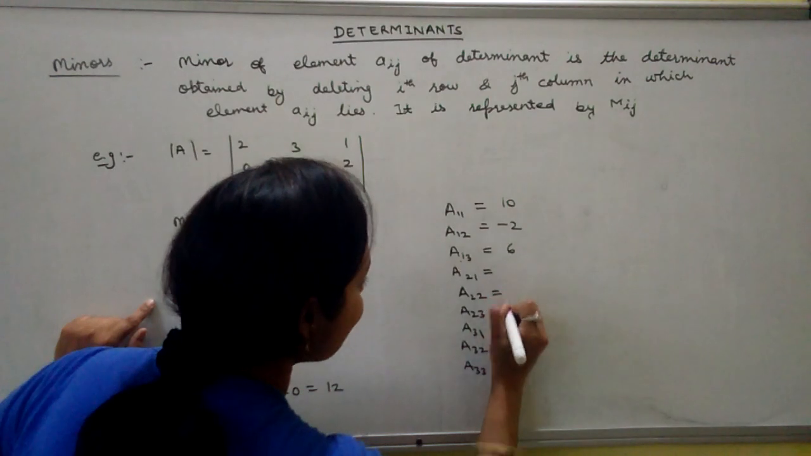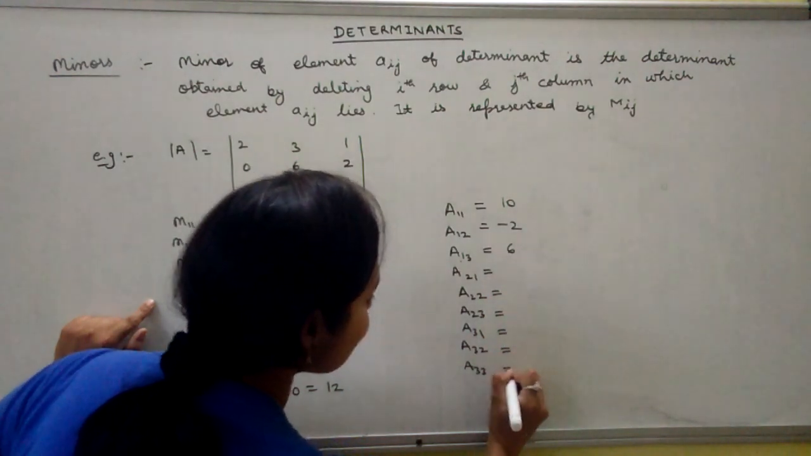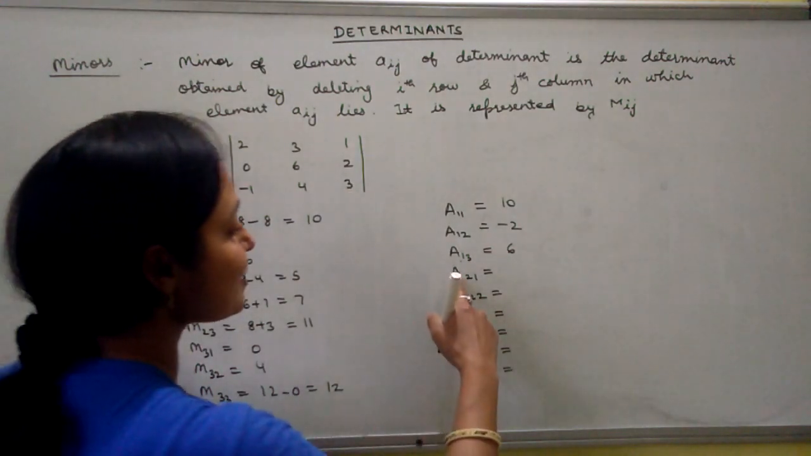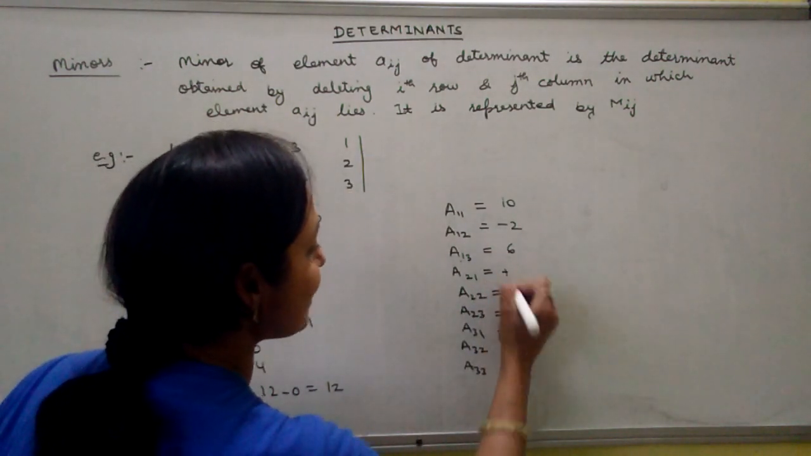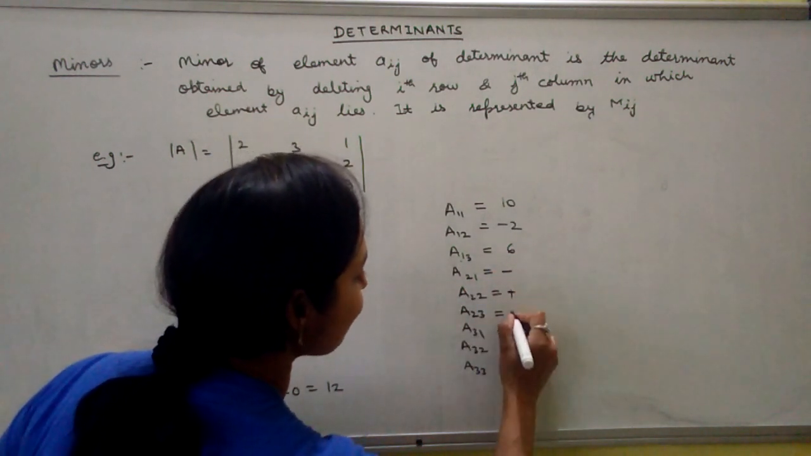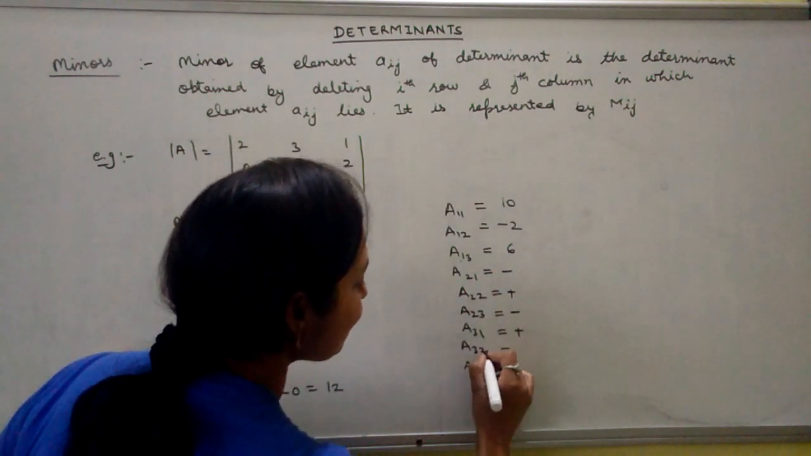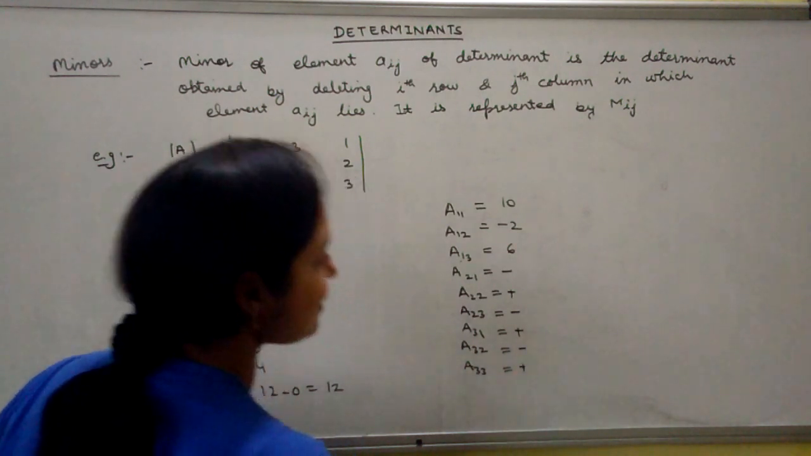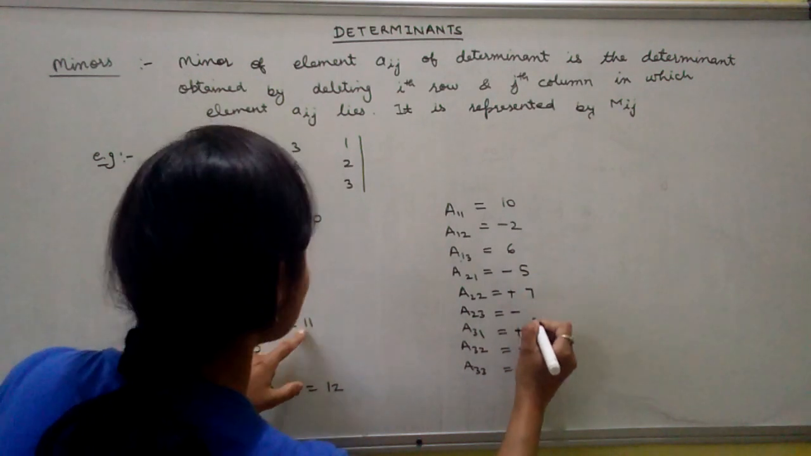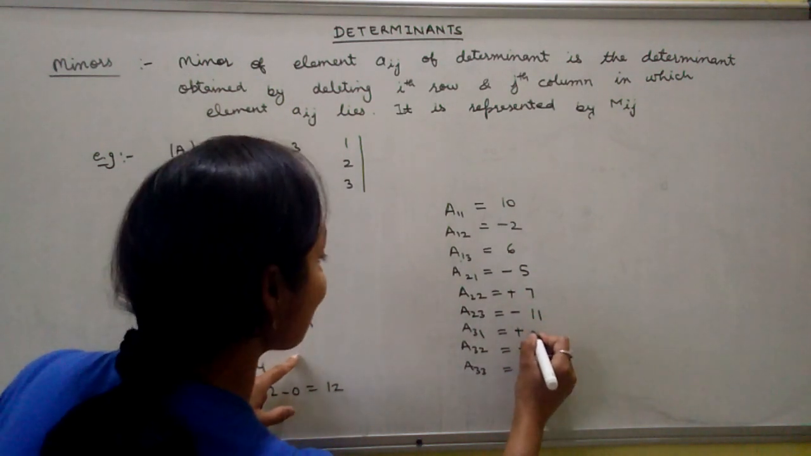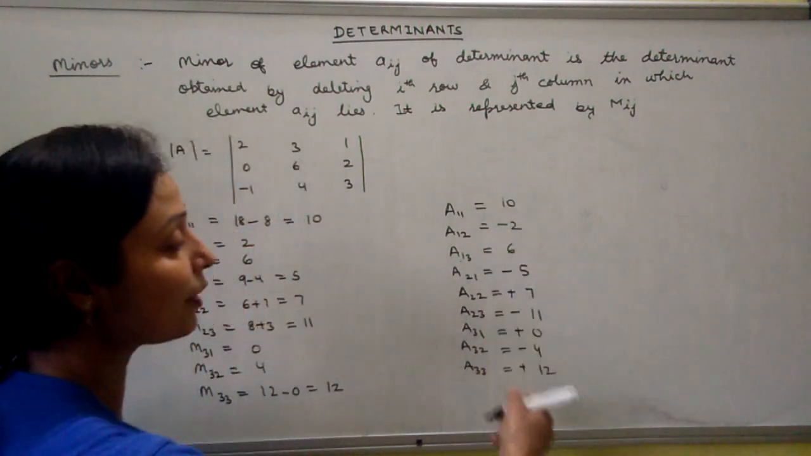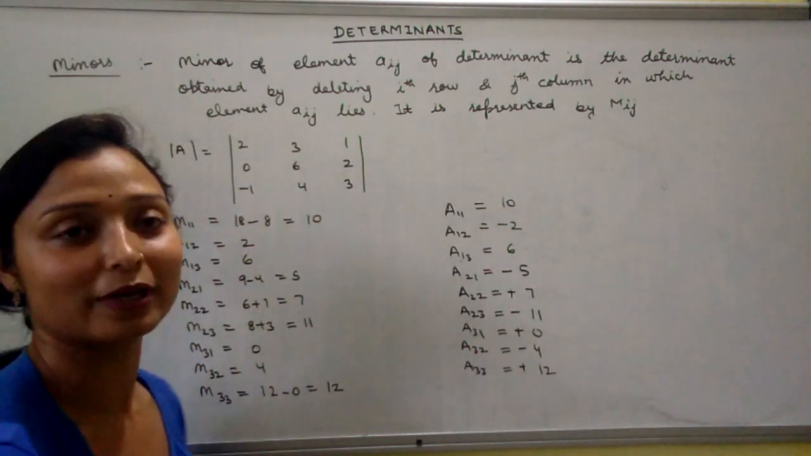So there are 9 elements in a square determinant of order 3. A11 is positive, then negative, positive, negative, positive, negative, and this is positive. So the cofactors are 10, -2, 6, -5, 7, -11, 0, -4 and 12. So this is the way to put the signs for the cofactor.